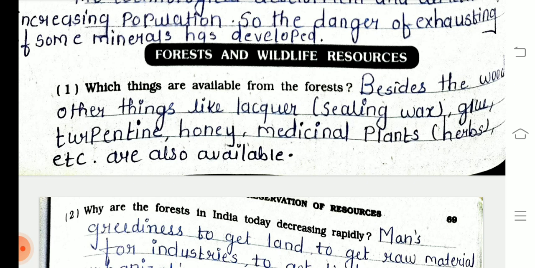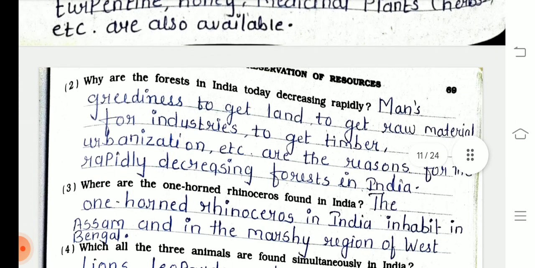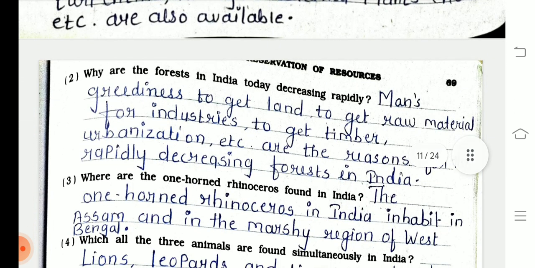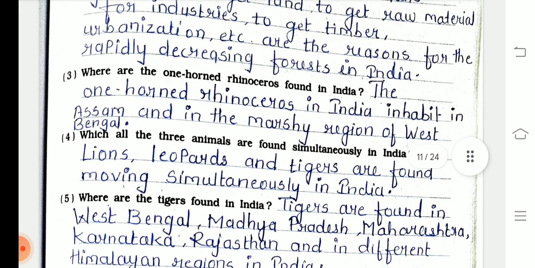Which things are available from the forests? Besides wood, other things like sealing wax, glue, turpentine, honey, medicinal plants, herbs, etc. are also available. Next one, why are the forests in India today decreasing rapidly? Greed to get land, to get raw materials for industries, to get timber, urbanization, etc. are the reasons for the rapidly decreasing forests in India.